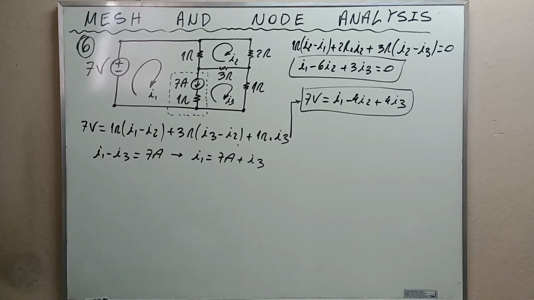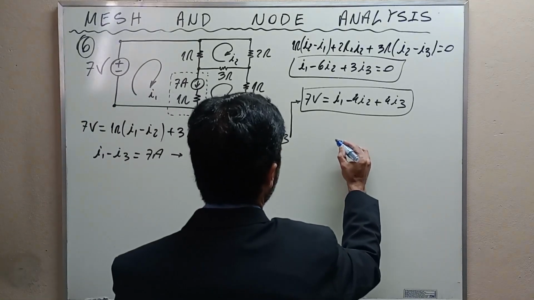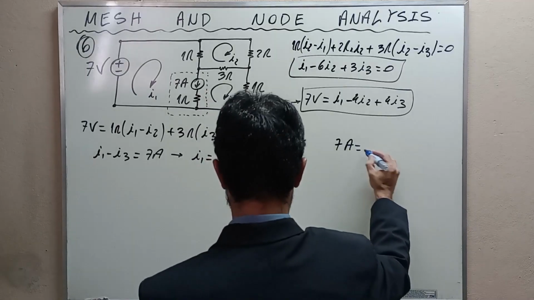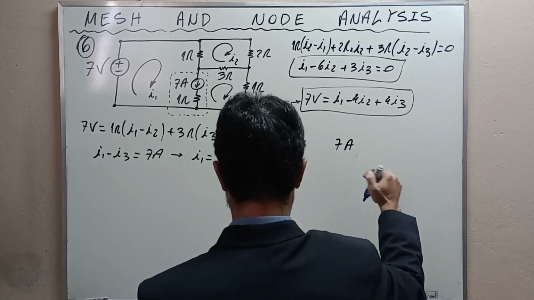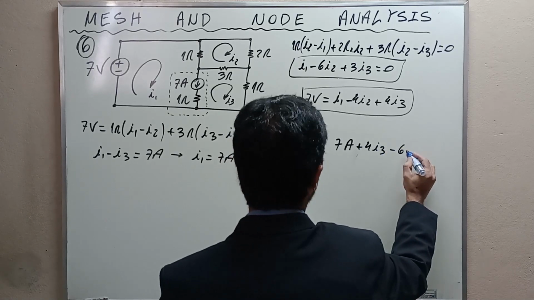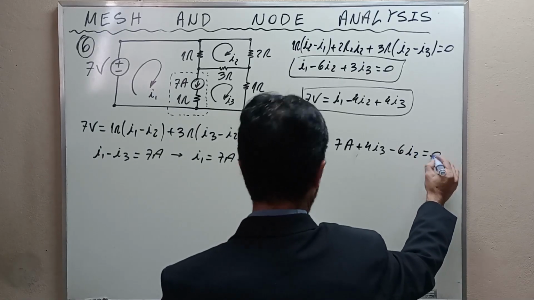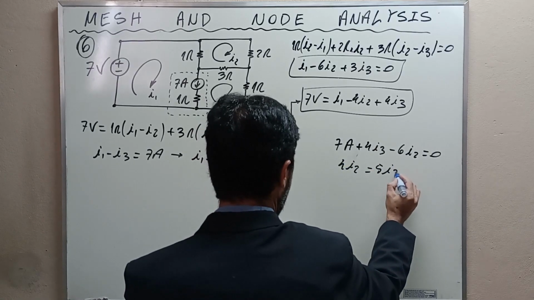And if we do this, we're going to find that it is equal to 7 amps plus 4I3 minus 6I2 equal to 0, and 4I2 is equal to 5I3, okay?